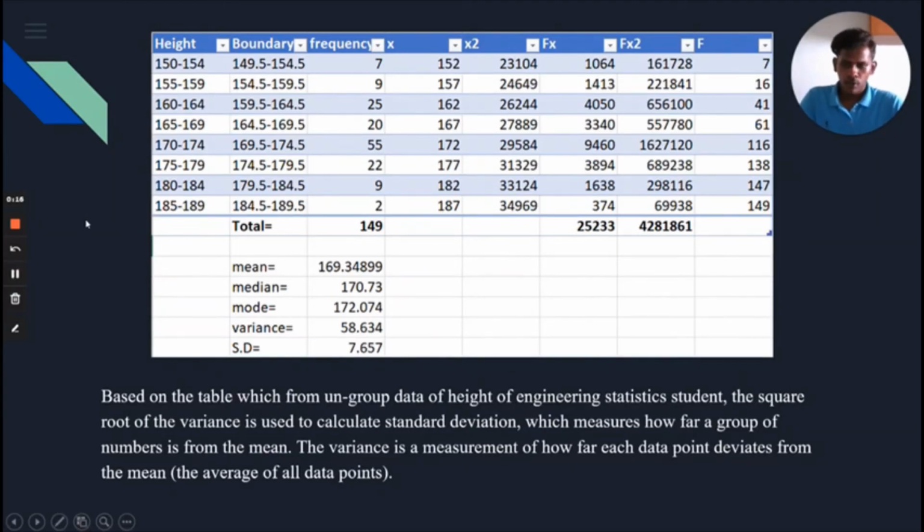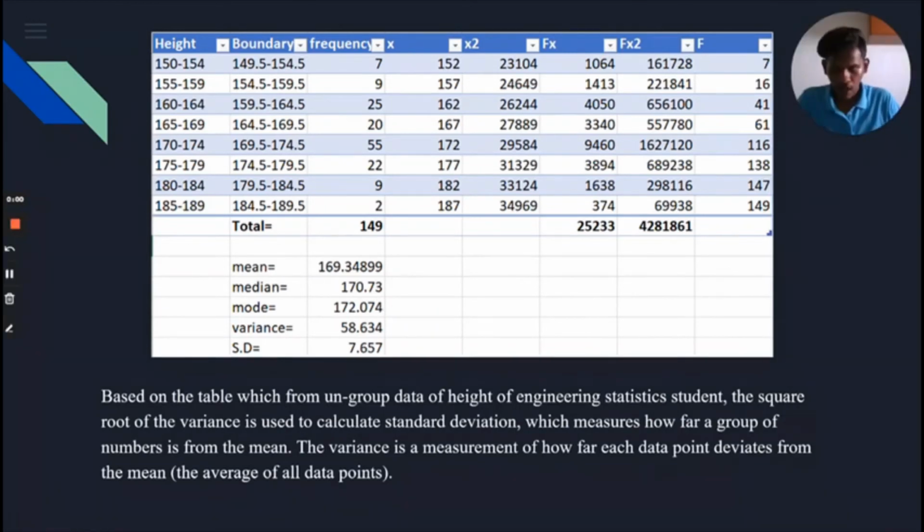Okay, third one is mode. We use this formula to solve for mode, which is m naught is equal to L plus C times dB divided by dB plus dA. So the answer will be 172.074.